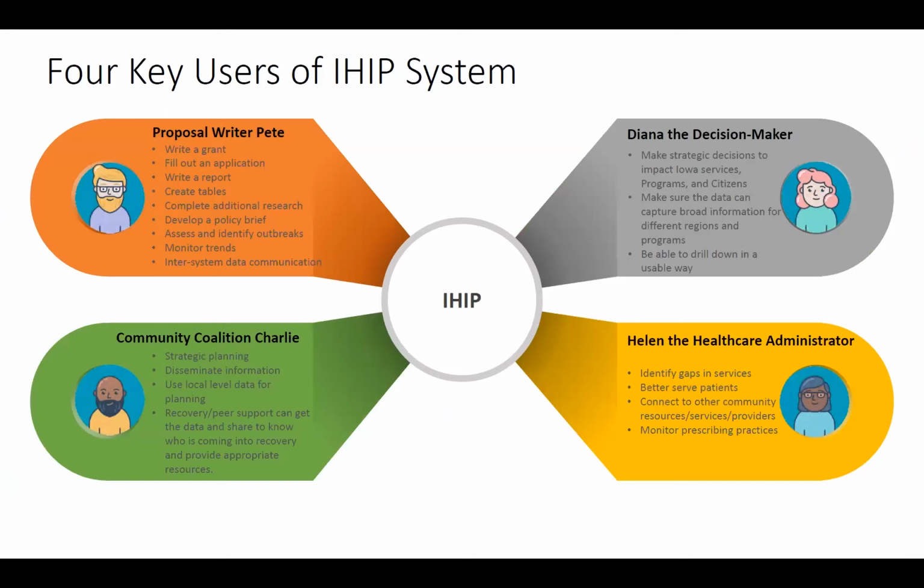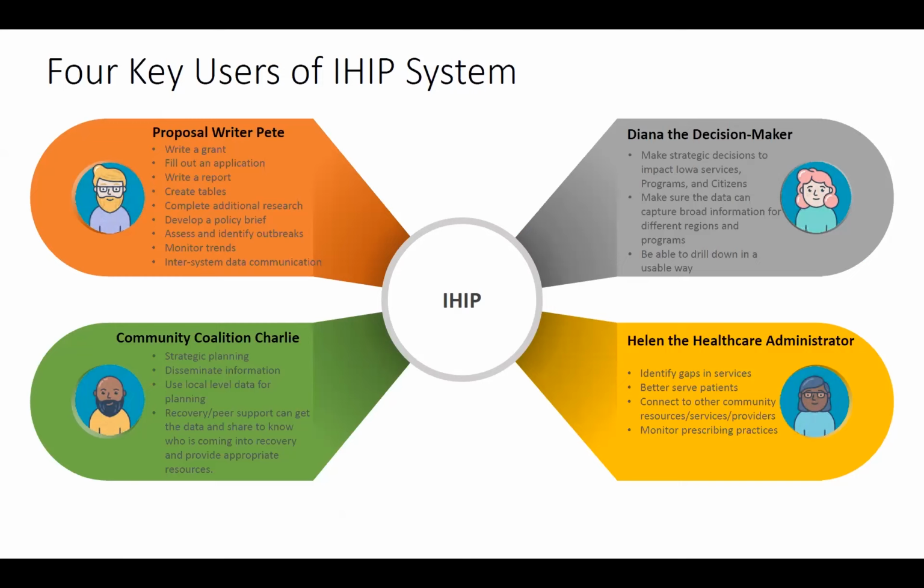But it started with people. Now, in this case, we didn't go out and interview. My next example will have interviewed people. But here what we did was the team, all the people involved, said this is who they thought the most likely users of the system were. So we have a proposal writer, we have a community coalition leader, we have a state administrator, Diana, the decision maker, and we have a healthcare administrator. And each of these had distinct needs that they needed fulfilled when using the dashboard.